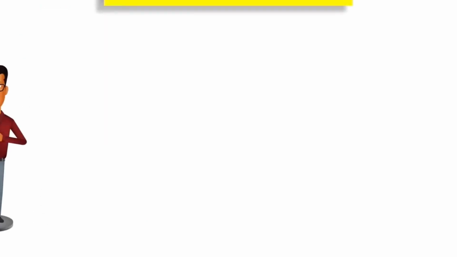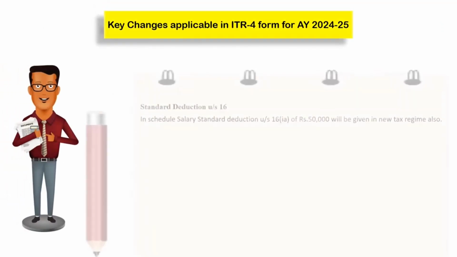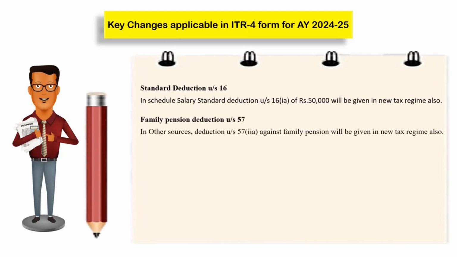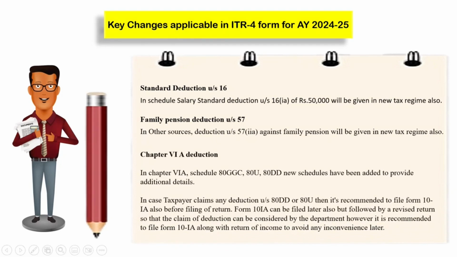Another amendment incorporated in ITR-4 for assessment year 24-25 is the standard deduction under Section 16. In Schedule Salary, the standard deduction under Section 16(1)(a) of Rs 50,000 has been added in the new tax regime also. Similarly, in income from other sources, the deduction under Section 57(2)(a) against family pension is also available in the new tax regime. In Chapter VI-A, Schedule VIA, 80U and Schedule 80DD have been added to provide additional details.